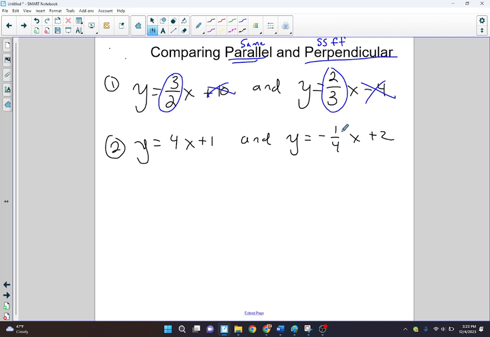What do you think the answer is? Let's do the first one first. So this one, 3 over 2, 2 over 3. That's not the same, so I can cancel out parallel. No way is it parallel. And this one, even though the fractions are flipped, they're both positive, so the signs didn't switch. If one of them was negative it would be okay, but both are positive. So that's neither. In this case, you could write none or neither. So it's either parallel, perpendicular, or neither.